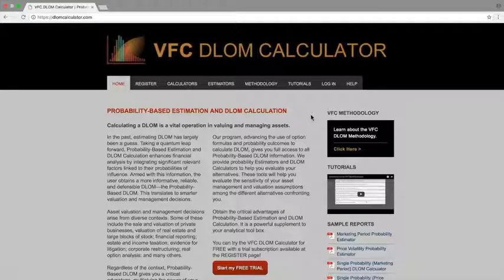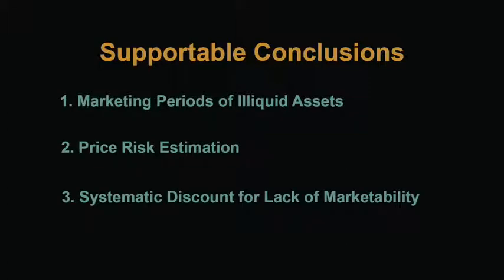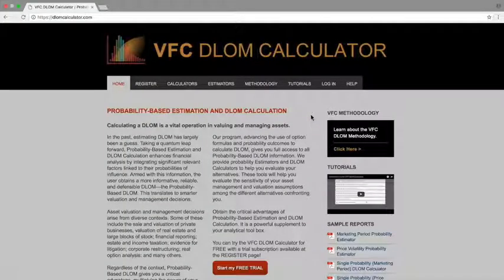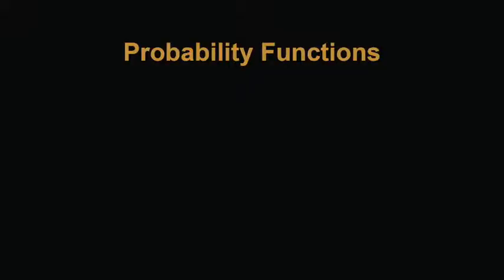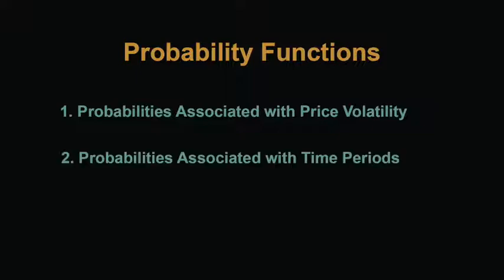VFC DLOM calculator is a tool to help you develop refined and supportable conclusions about the marketing periods of illiquid assets, price risk estimation, and the discount for lack of marketability that should be applied to a particular asset as of a particular date. The VFC DLOM calculator offers two powerful probability-based functions. One function is used to estimate the probabilities associated with price volatility, a measure of the price risk associated with owning a business or other asset. A second is used to estimate the probabilities associated with the time periods needed to market illiquid assets, particularly businesses.